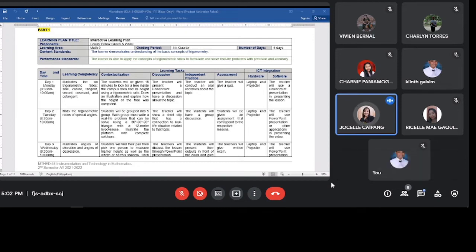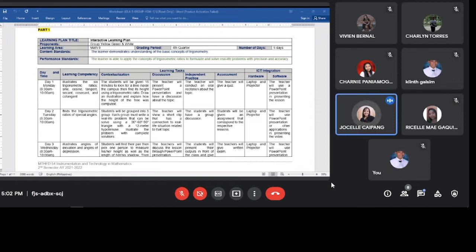So, we are the group Yellow, Green, and White. Today we're going to present our learning plan. Our learning plan title is all about the interactive learning plan. The proponents are the group Yellow, Green, and White. Our learning area is Math Grade 9, fourth quarter, and we have five days of learning plan.